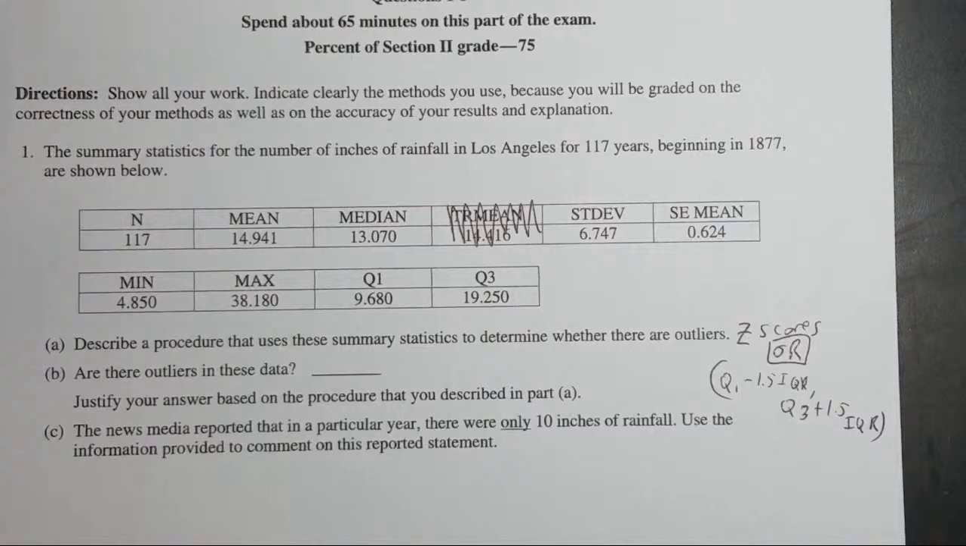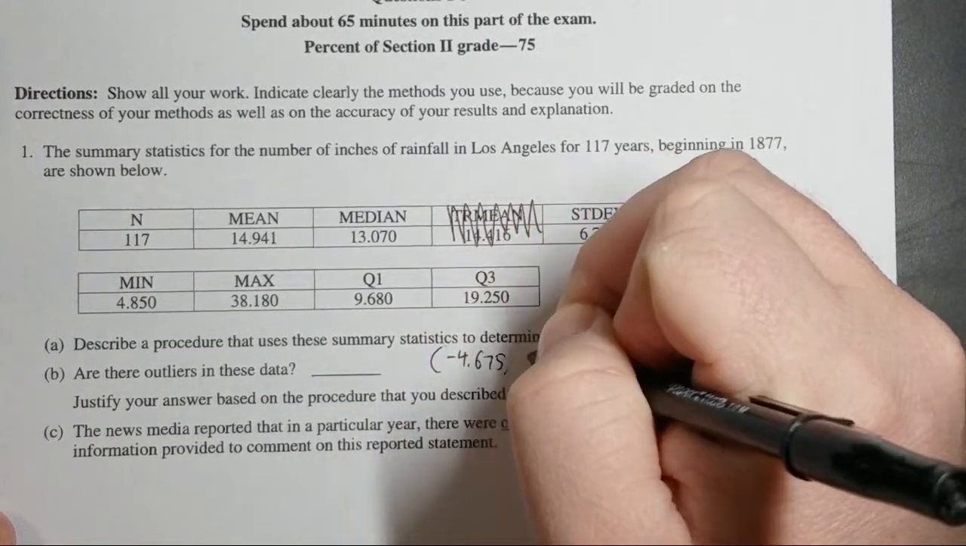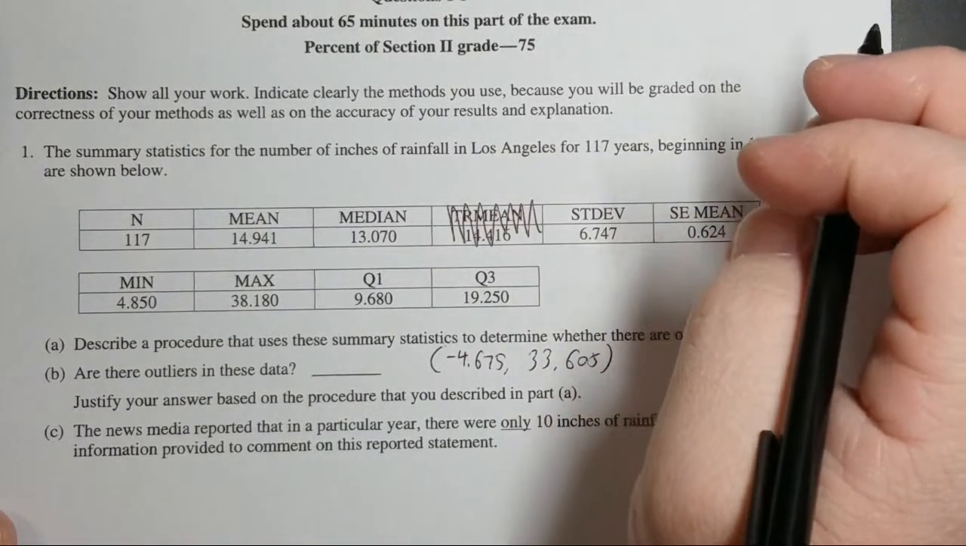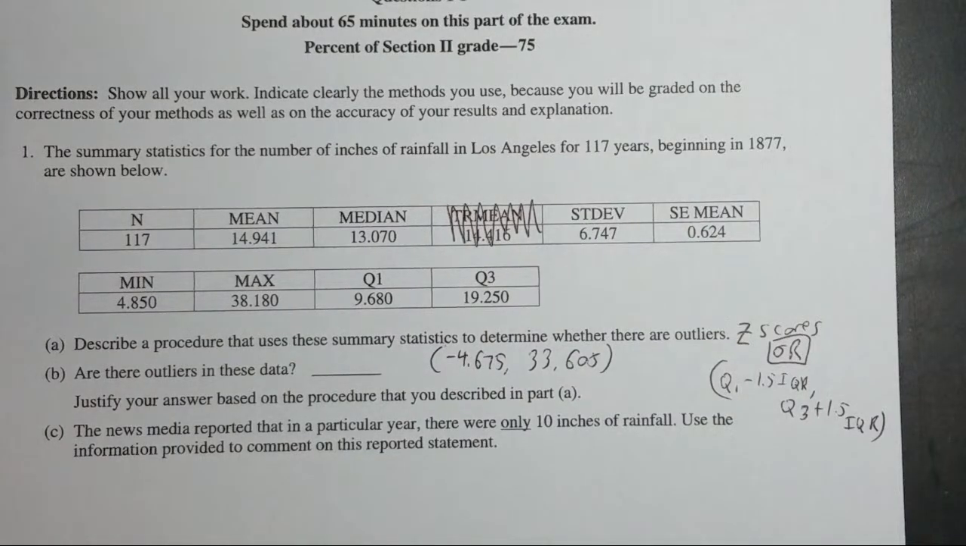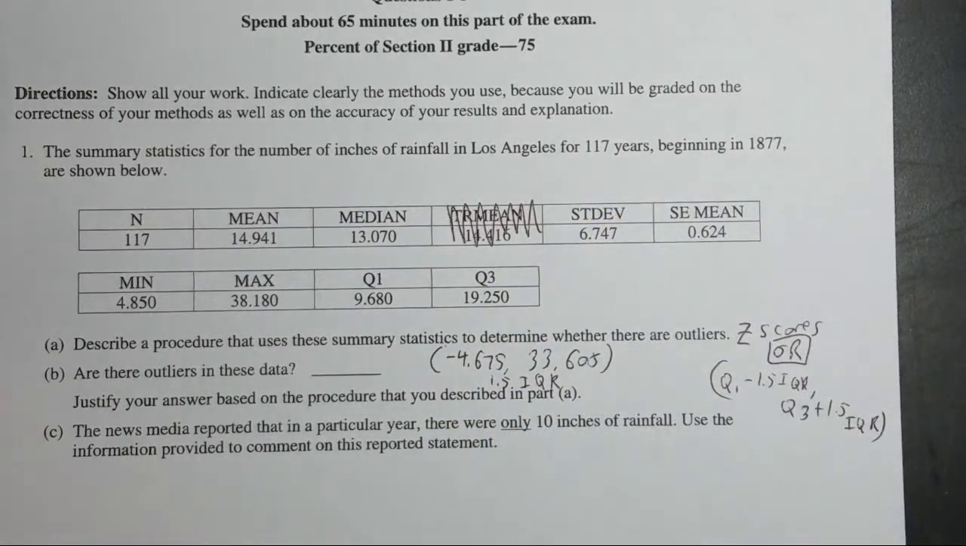Just do one. If you were to actually do these calculations, which they are asking for you to do, are there any outliers in the data? Checking my notes right here. There it is. I calculated the IQR range to be negative 4.675 to 33.605. I'll do the standard deviations in a moment. But if you notice, this is the 1.5 IQR calculation. Look at the min and look at the max. Are there any outliers in these data?